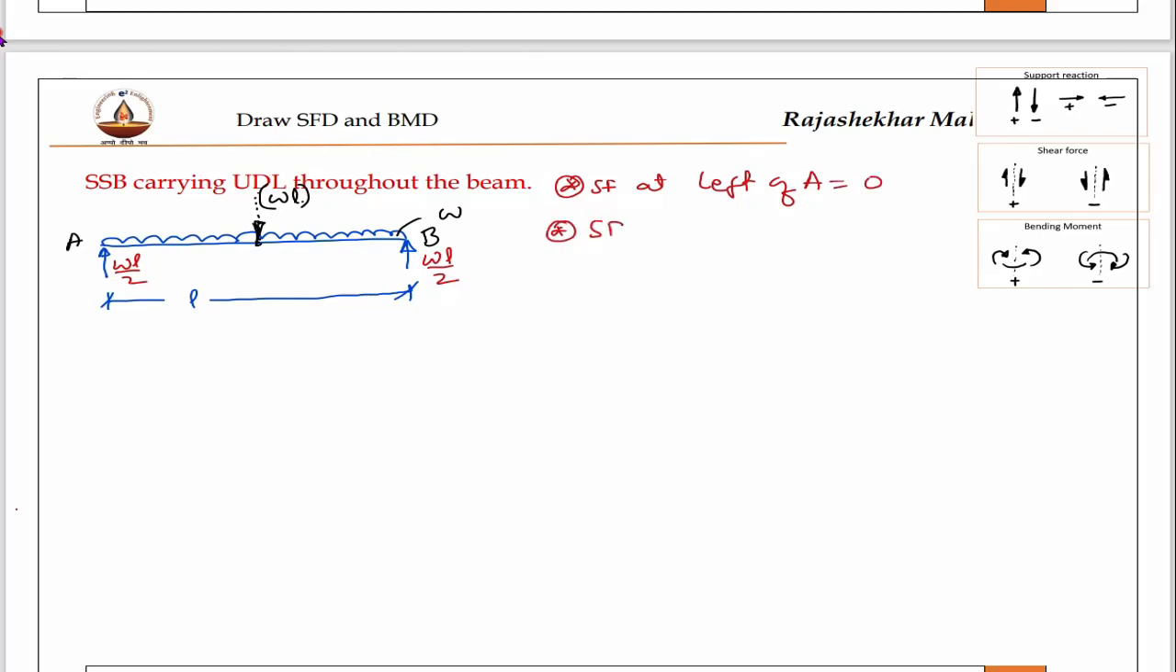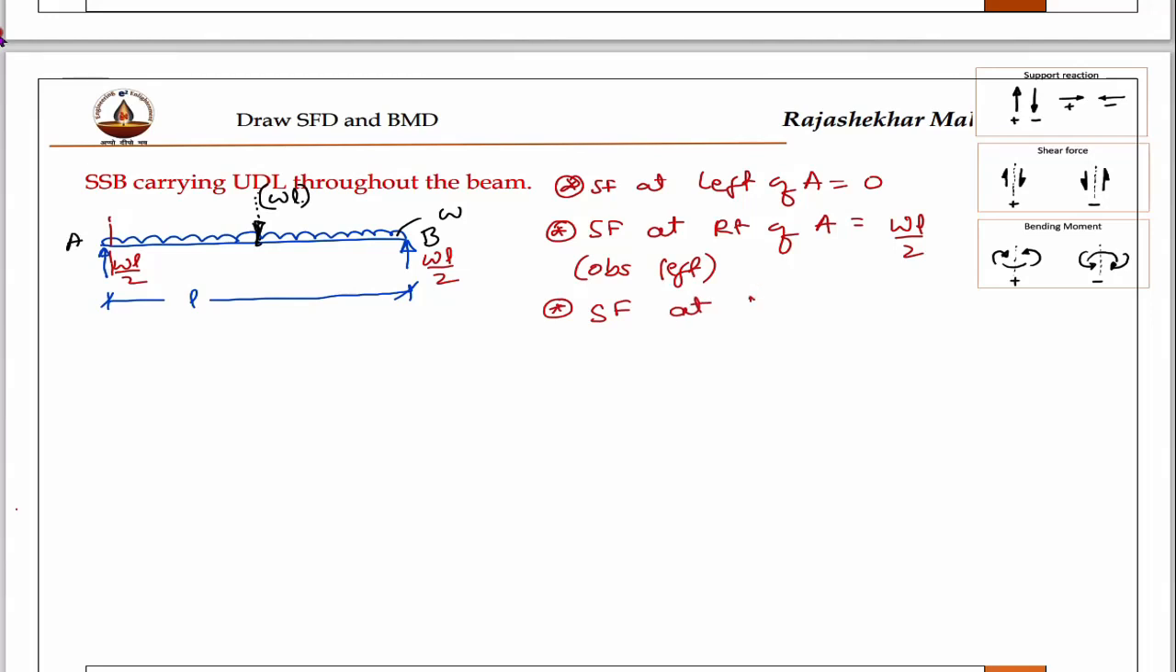Next one is shear force at right of A. Right of A means this one. Observe the left side. You are seeing only one force, WL by 2 and positive. Next one, shear force at left of B. Directly we jump to here.